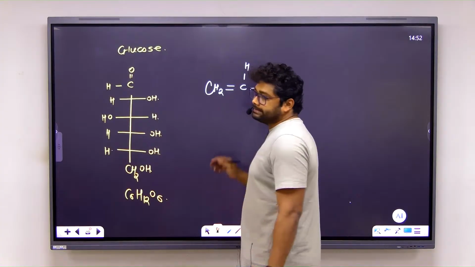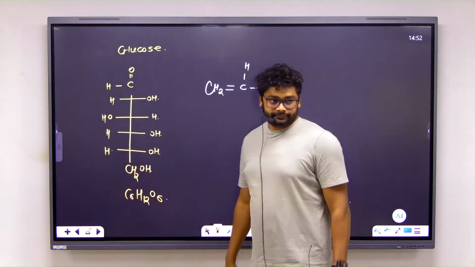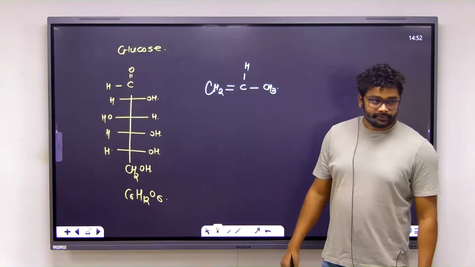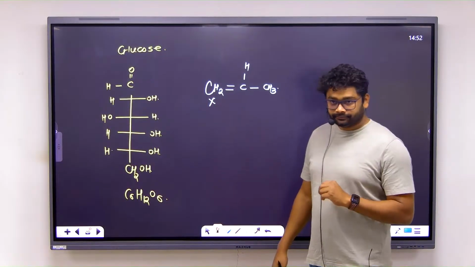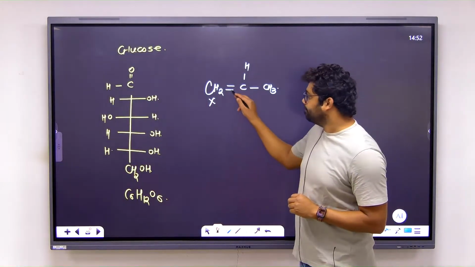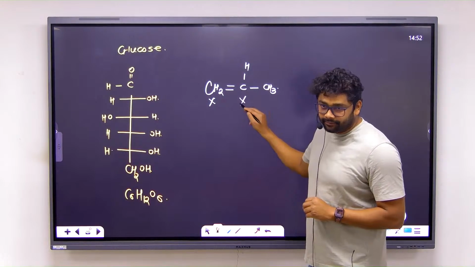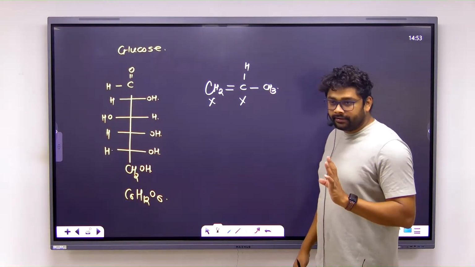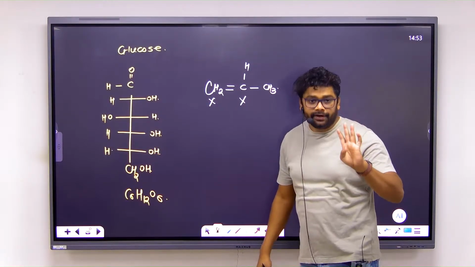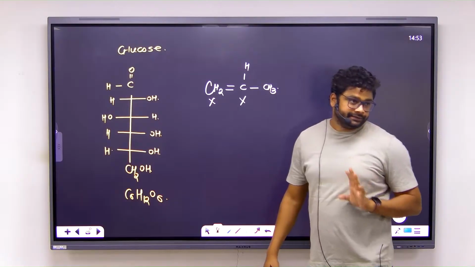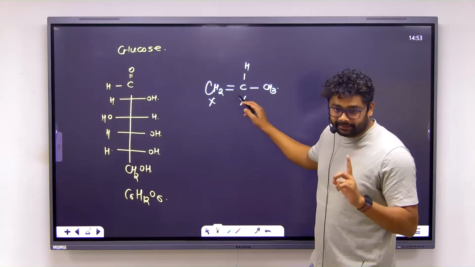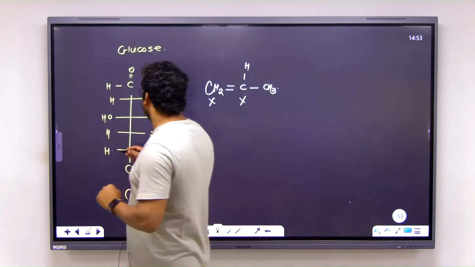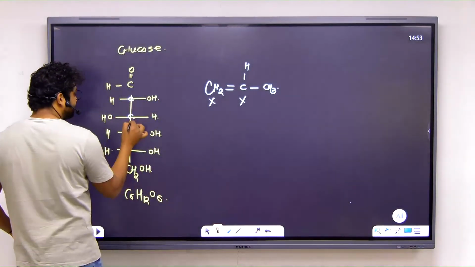How many chiral centers are here? Is it chiral? No, because there are 2 hydrogens. If a group is repeated, it can never be a chiral center. We want 4 different groups with 4 different bonds, and that's why it can never be a chiral center. You observe this center is chiral.